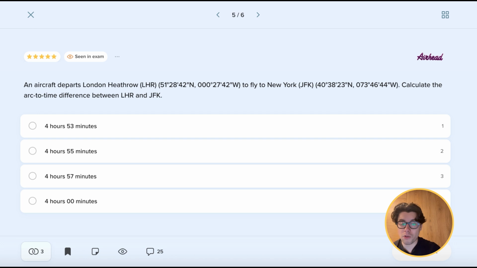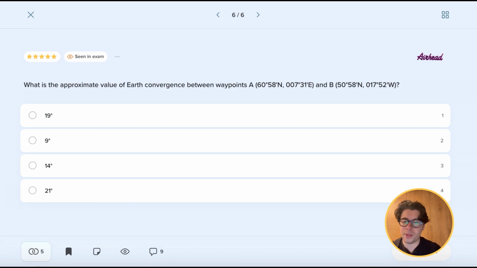However, going back here, all you need to do in order to know the arc-to-arc time difference between London Heathrow and JFK is to know the difference in longitude. So here we have 63 degrees 46 minutes west and 27 minutes west. Simply subtract one from another, and then you can divide it by 15 to get the hours, or by 4 to get the minutes. And what you will get is 4 hours and 53 minutes will be the arc-to-arc time difference between the two cities.